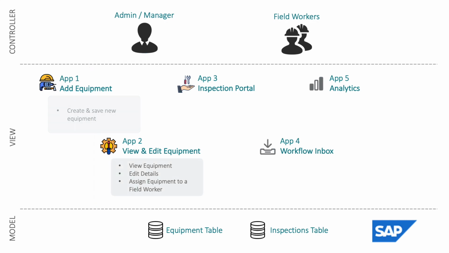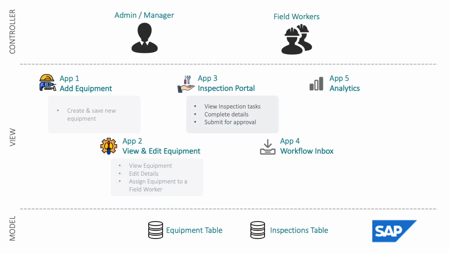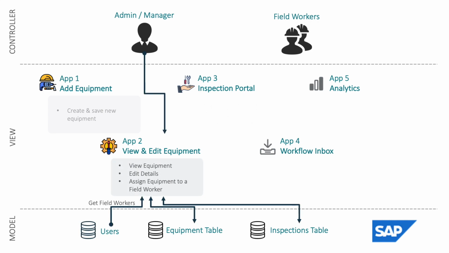The second application will be to view this equipment, edit any details of the equipment, and it has the ability to assign equipment to a field worker. So this application needs access to the equipment table. It will also need to pull from the users within the SAP system. And then finally, it will create an inspection record within the inspections table.